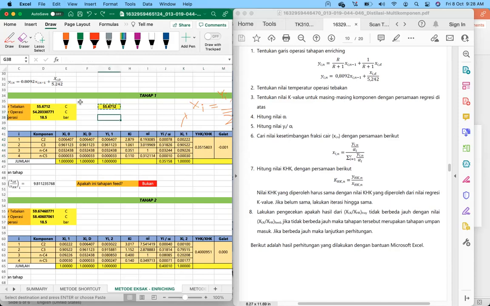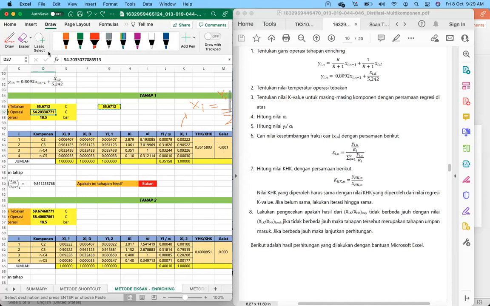Okay, yeah. So then they will find that the temperature would actually be about 54. It's not 55, yeah. And after you got the 54 from the KHK, you put it back into the equation for the K value, and then you get the temperature. Then do the iteration again until you find a very small delta, or galat, yeah.